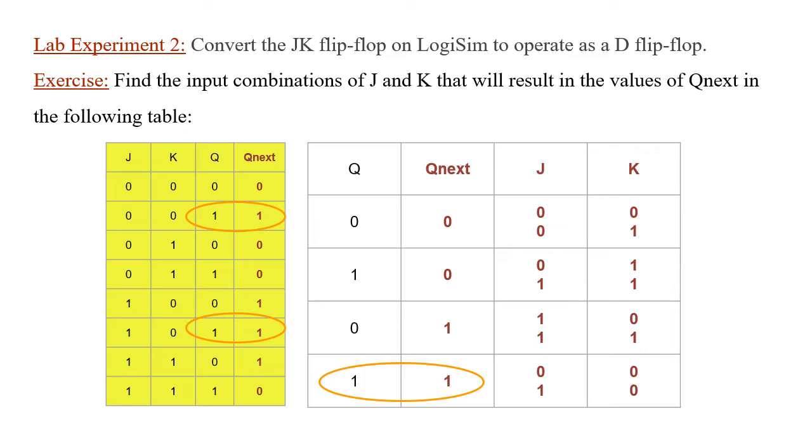Notice that in some cases, like here, J is always 0 no matter what, right? Whereas K could be either 0 or 1. So you can say that instead of K being 0 or 1, you can say it's don't care, right? So we can replace that with an X. An X in digital logic means don't care. Then J has to be 0, so we can replace these two zeros with just one single 0.